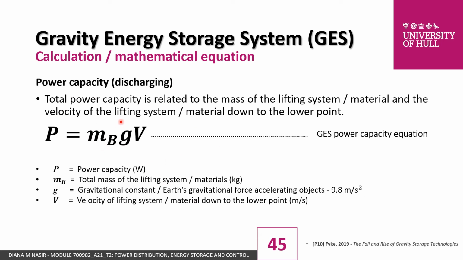To calculate the power capacity or the release power from the GES system, you just change the E to P, and the main components will depend on the mass of the lifting materials and also the velocity, which is created as the lifting material goes down to the lower points. So P is equal to m_l times g times v. P is the power capacity in watts, m_l is the total mass of the lifting materials in kg, g is the gravitational constant, which is 9.8, and v is the velocity of the lifting material going down to the lower point, in meters per second.